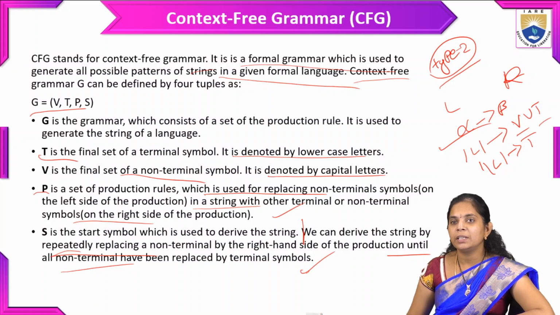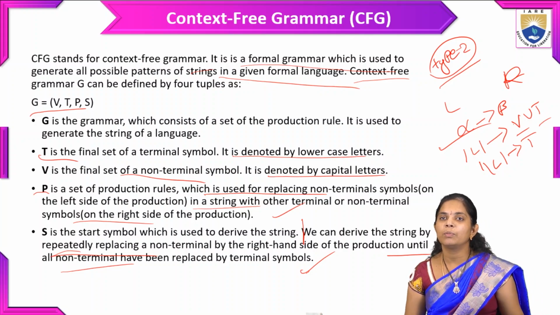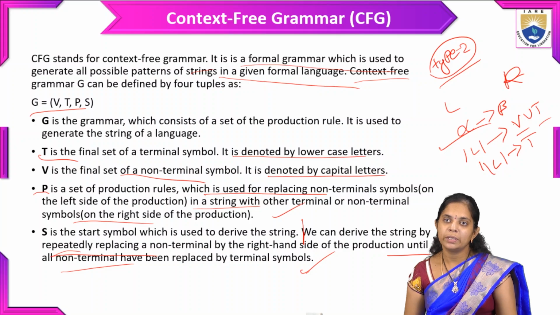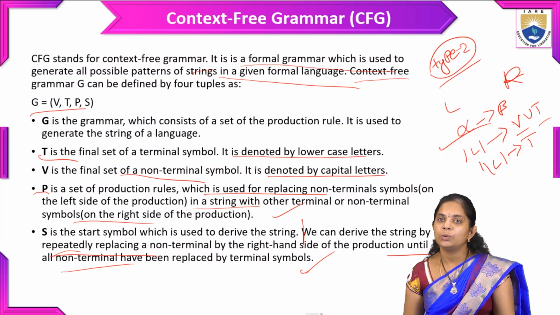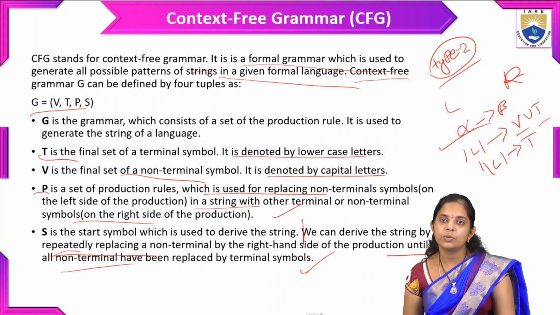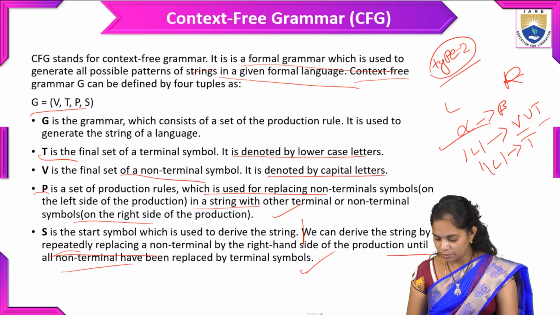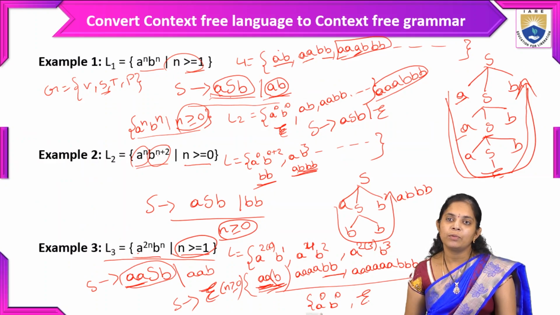And here context-free grammar has the 4 tuple notation, which is equivalent to the production rules of type 2 grammar. There are different types of production rules. In this one, the left hand side has only a single non-terminal, and the right hand side is a combination of terminals and non-terminals, and a single terminal is also acceptable. And these are all the examples of how we are going to convert the given context-free language into a context-free grammar.